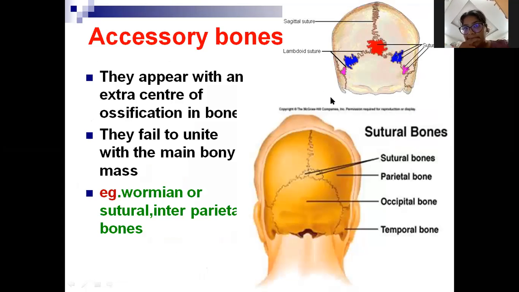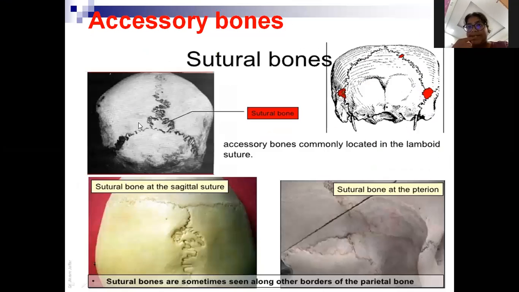Now we have certain bones which are extra in number. The human body has how many bones? Apart from that, sometimes there are supernumerary bones, extra bones. You call such bones accessory bones. They fail to unite with the main bone mass and they remain like pieces of bones, shown in different color. They are basically called sutural bones.